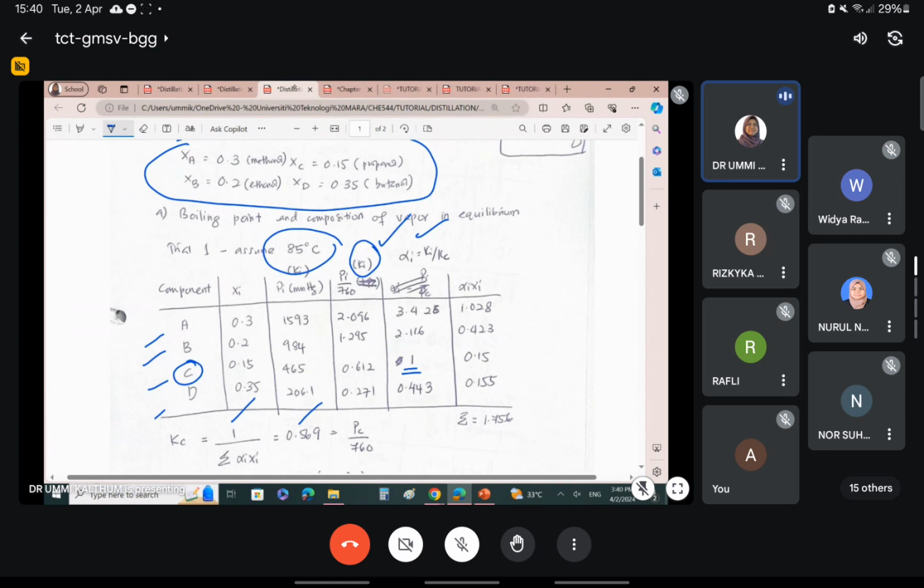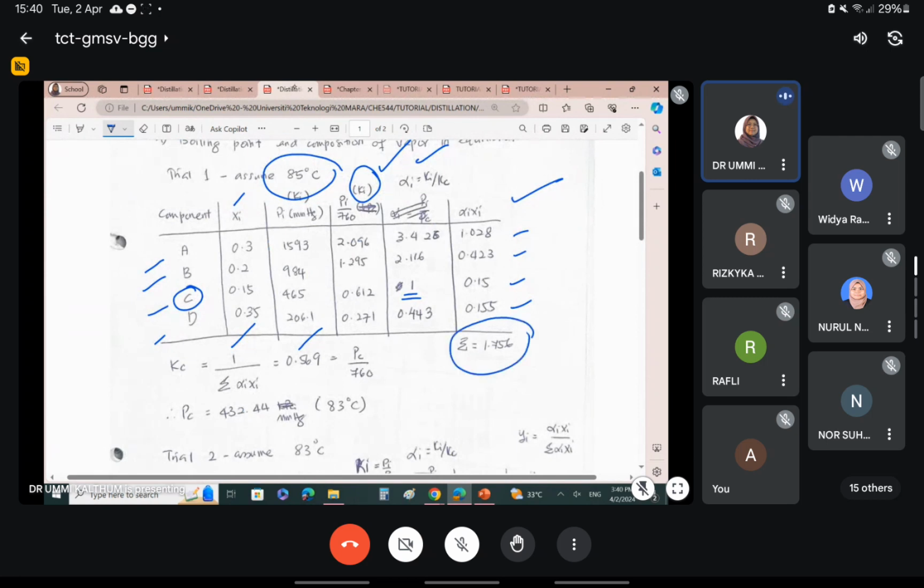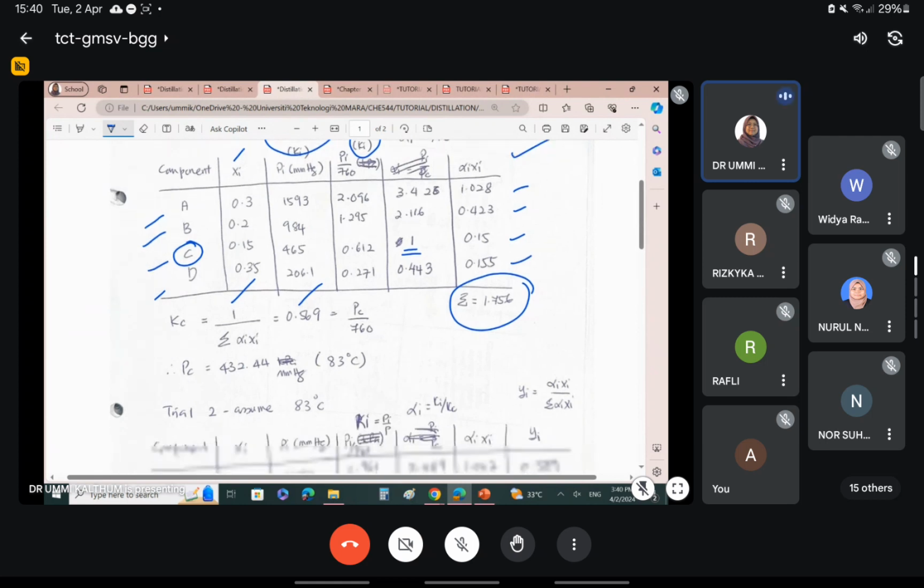So alpha kali dengan x. Ya. So dapat nilai ni. So dah dapat nilai alpha i xi for each component. Then cari the summation. So tambah semua ni dapat summation of alpha i xi. So then cari nilai KC. So KC is equal 1 over the summation of alpha i xi sama dengan 0.569. Okay, convert into the vapor pressure. So you dapat vapor pressure is 432.44 mm mercury.